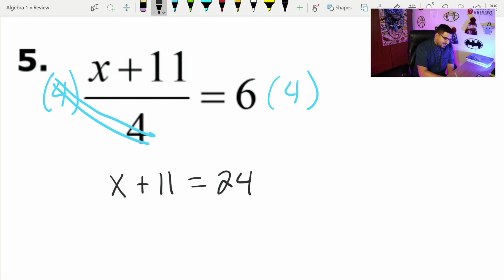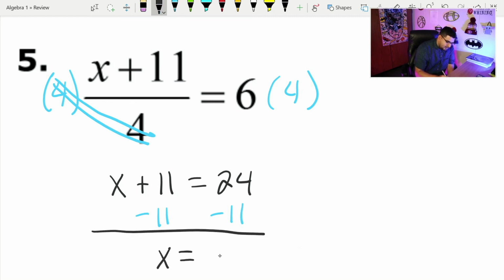From this point, I can subtract 11 from both sides, which will leave me with x equal to 13, which is my final answer.